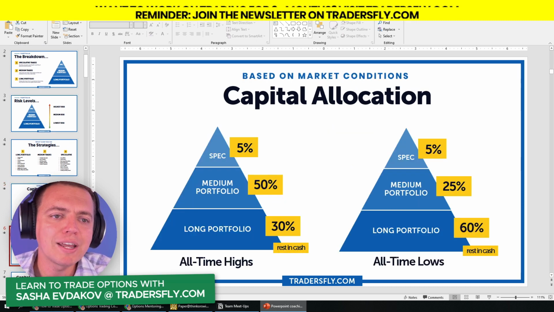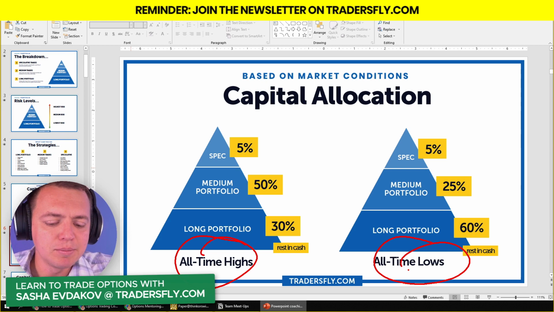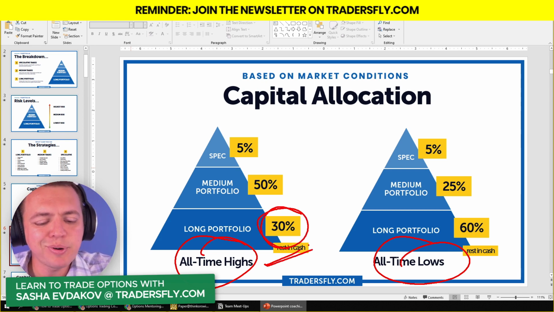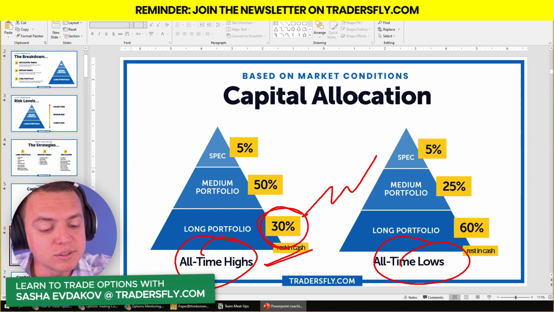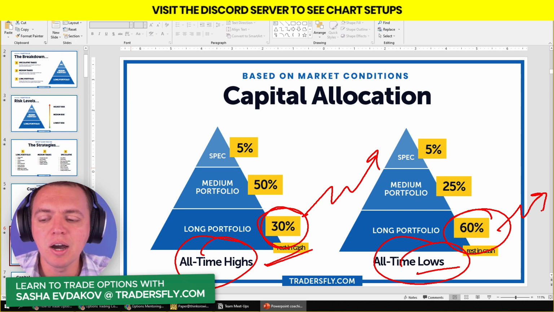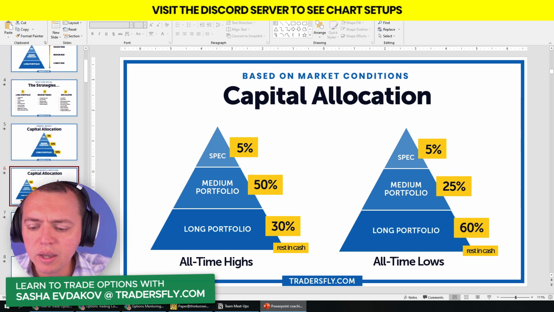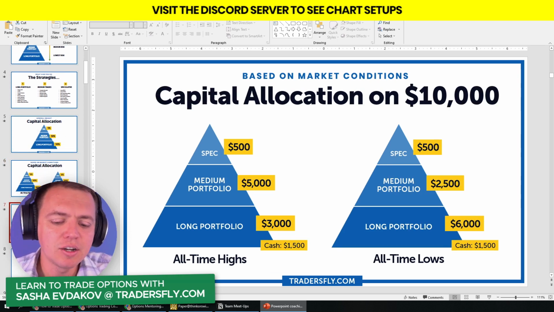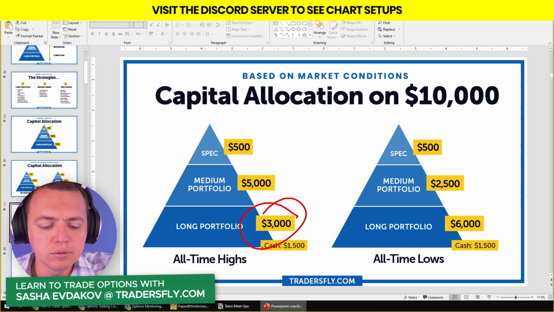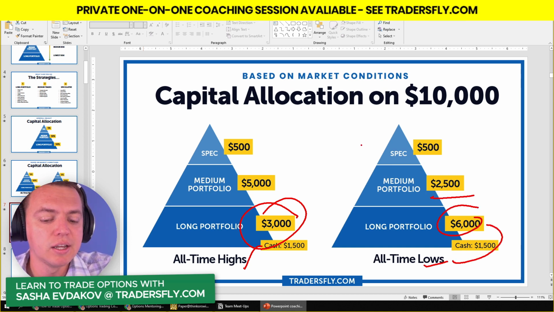If you have different market conditions, so here's kind of like all-time highs versus all-time lows. At all-time highs, you probably put less in the long portfolio, right? This is where you make money from appreciation. Whereas at all-time lows, you might put a little more because you're looking for those stocks to snap up to the upside. So that's kind of what you're looking for there. And from a $10,000 perspective, long portfolio, maybe $3,000 at all-time highs, maybe $6,000 at all-time lows. And then the rest you separate based on what you're comfortable with and what you like to do and so on.